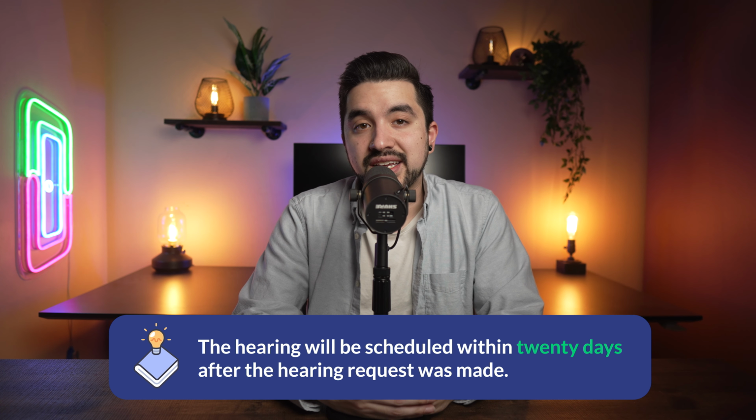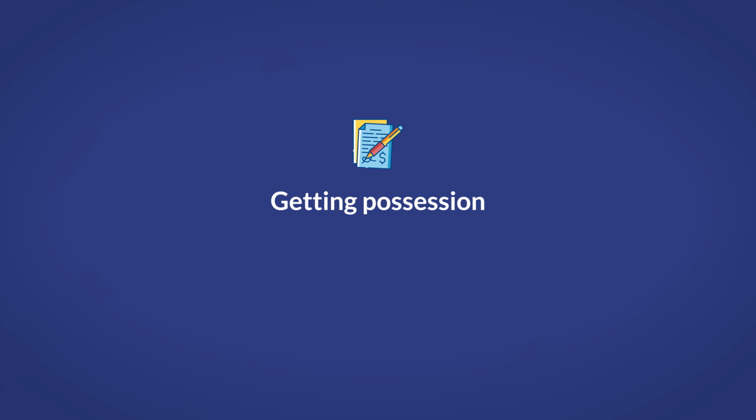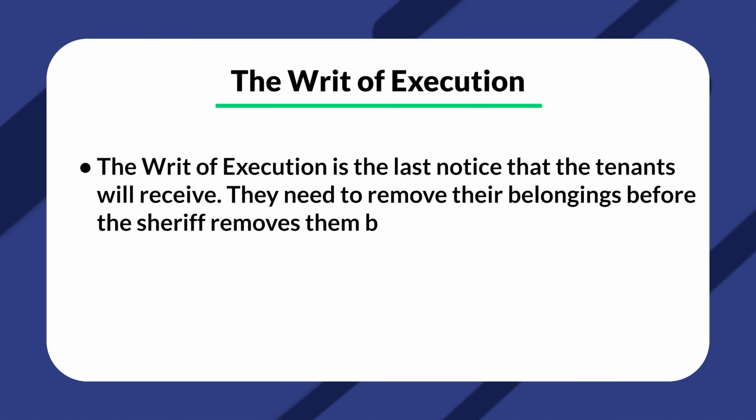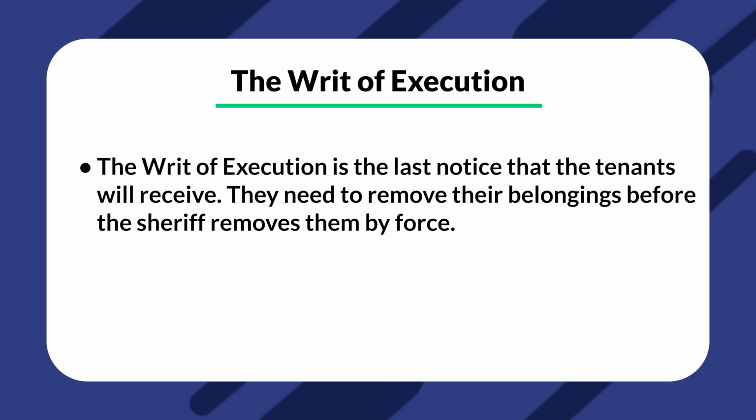And upon receiving the tenant's response, the landlord will file a request for hearing within the court. The hearing will be scheduled within 20 days after the hearing request was made. So you made it this far, you won the case. What's next? Well, in this case, the judge will issue a writ of execution so that the eviction process can actually take place. The writ of execution is the last notice that the tenants will receive. This is just letting them know that they need to remove their belongings before the sheriff removes them by force.